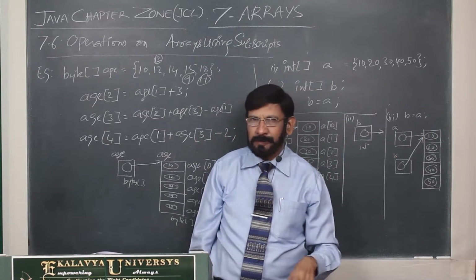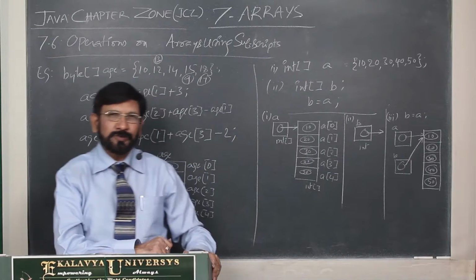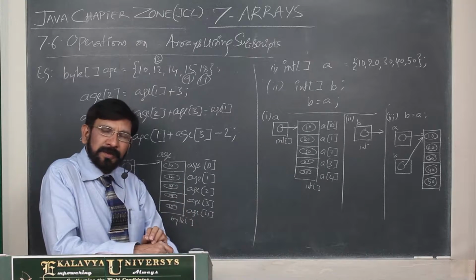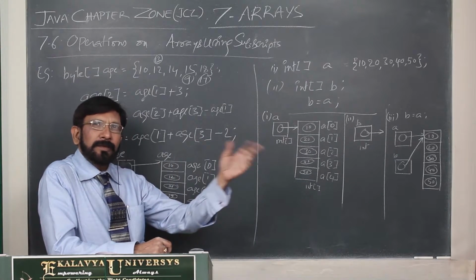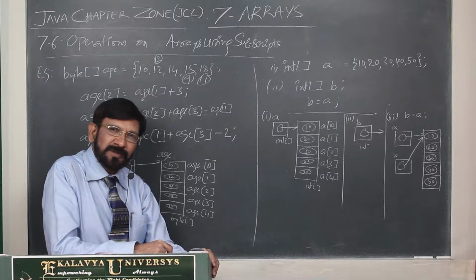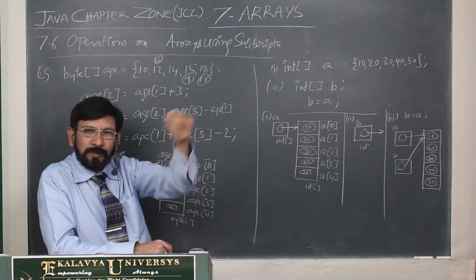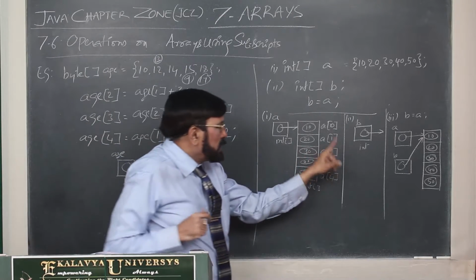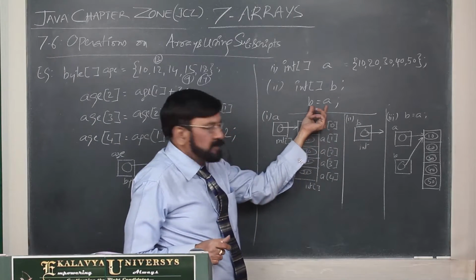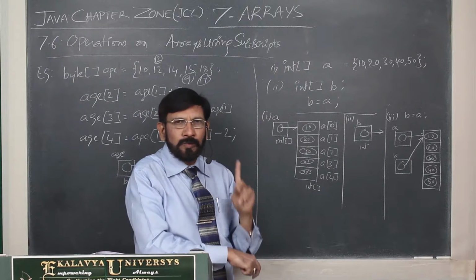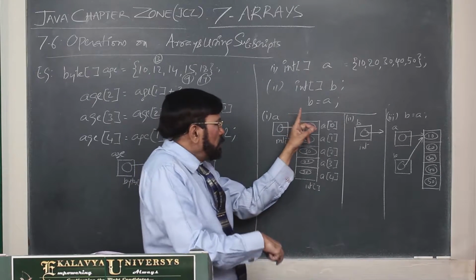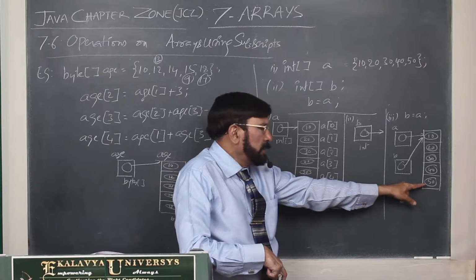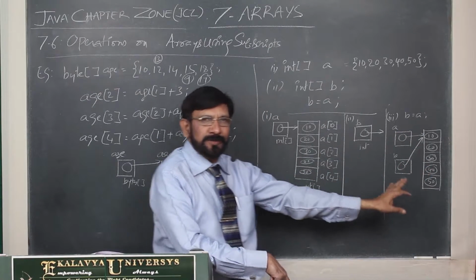That you must remember. And one more point you should remember: a single object may be referred to by n number of references. There may be one kite, and if you want, you can tie any number of strings. So because of this statement, B is equal to A, no new array is created. B is also referring to the same array. This you have to understand.